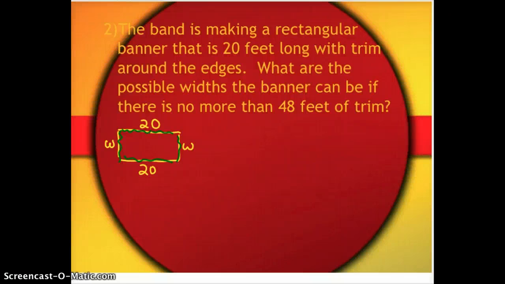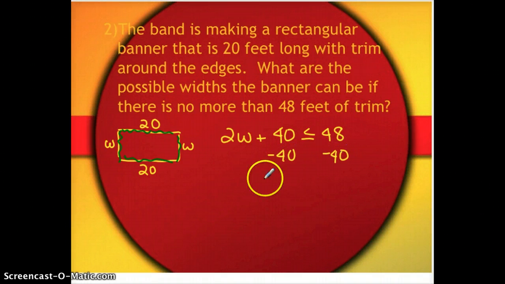So I'm going to say that my perimeter, I'm going to add those all up. I'm going to just do one step in my head, but it's 2w plus 40. That has to be less than or equal to 48. Okay, so when I work this out, I'm going to subtract 40 from both sides, and then I'm going to get 2w is less than or equal to 8. I'm going to divide by 2, and I think w is less than or equal to 4.